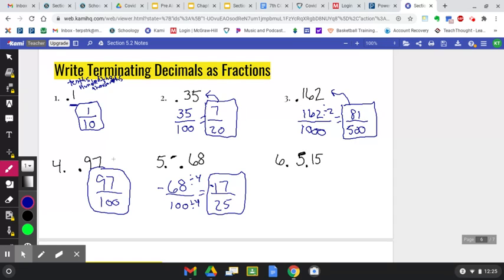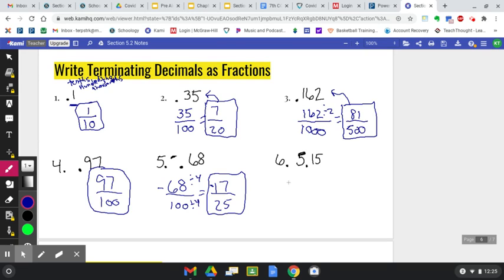Number 4 here is 97%, right? 97 out of 100. In number 5, it was negative 68%, right? Negative 68 over 100. That could be simplified. 97 and 100 had no common factors other than 1, so that can't be reduced, but this can be. I can reduce that down to negative 17 over 25.